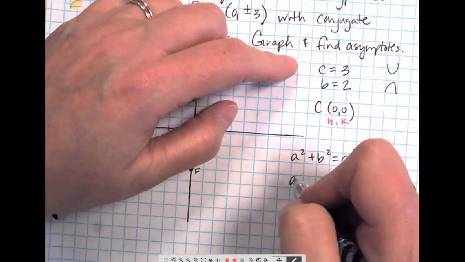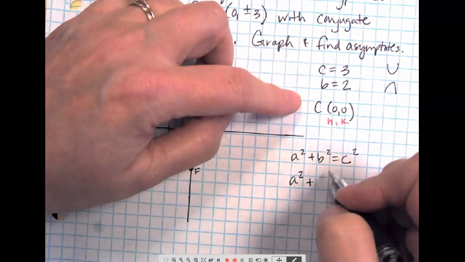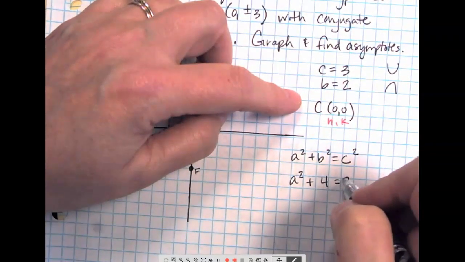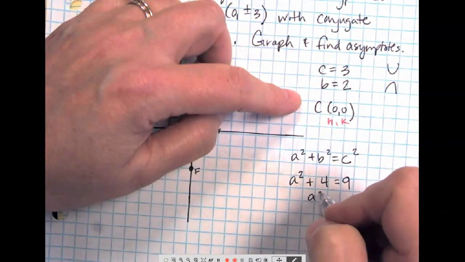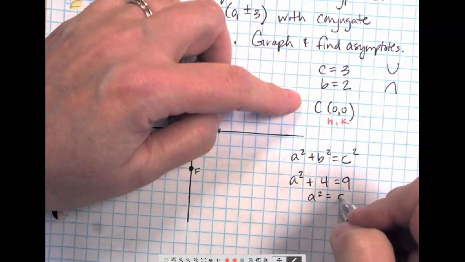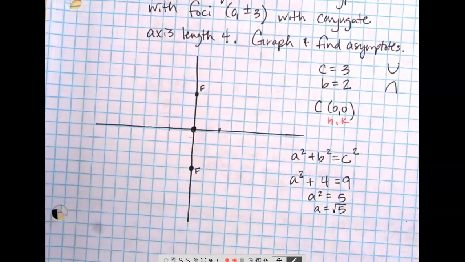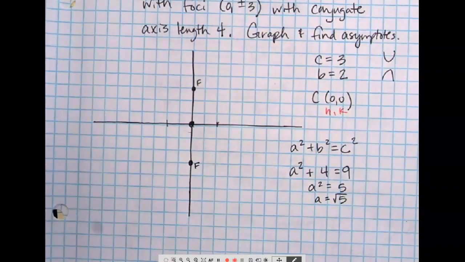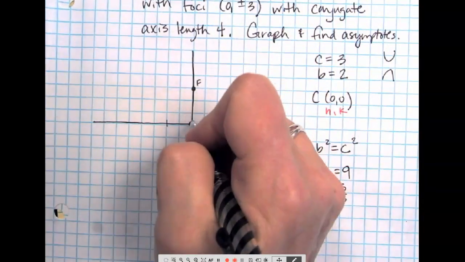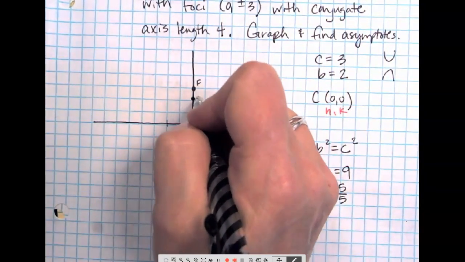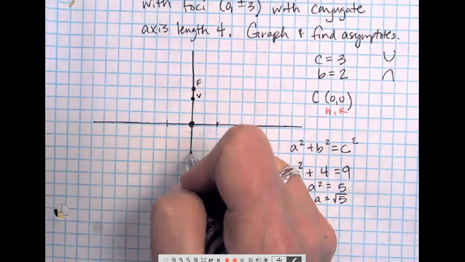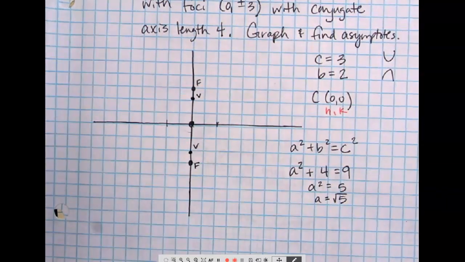A squared is what I don't know. B squared is 4. C squared is 9. So what is A squared? 5. And what is A? Okay, how much is square root of 5? Just barely more than 2, right? So that means barely more than 2 will be my vertex. Barely more than 2 this way will be my vertex.